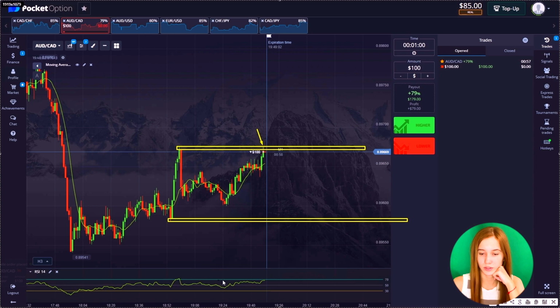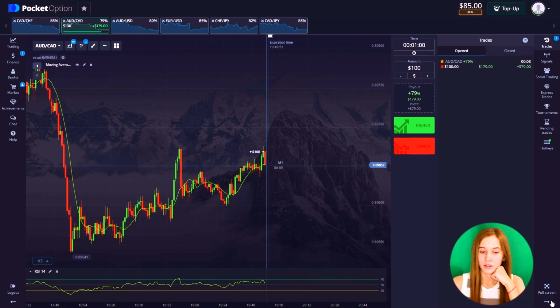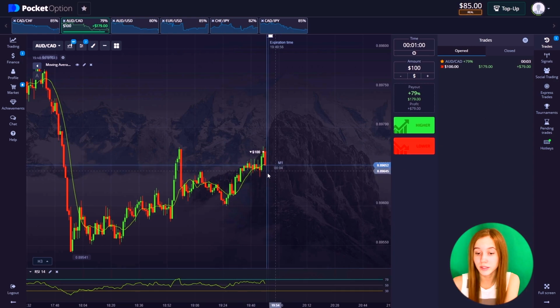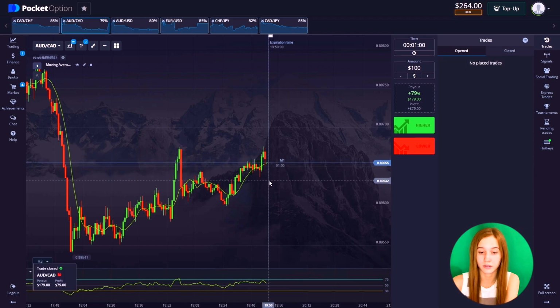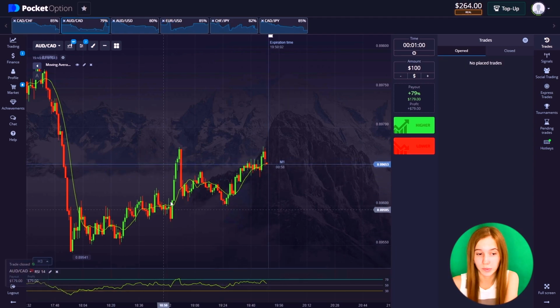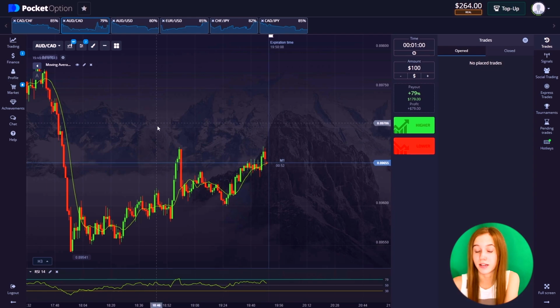RSI also, we see we reached the overbought area in the upper position. 4 seconds left until the end, and the trend is falling. The RSI indicator also looks down. Okay, good. We have a plus deal, $79 on our balance. That is our profit.